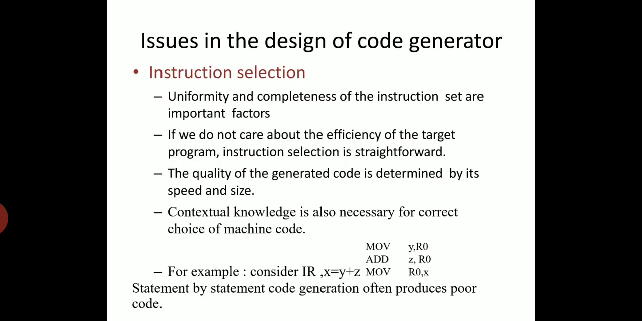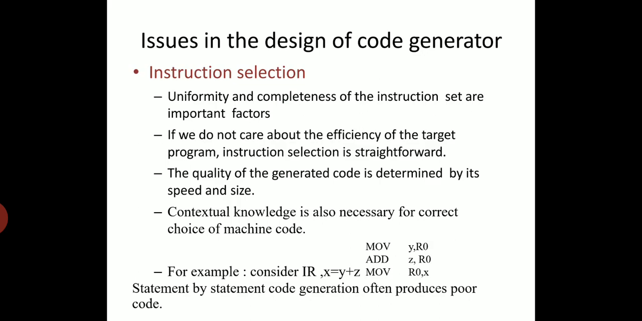Another issue is the instruction selection. The instruction set of the machine is very important. Uniformity and completeness of the instruction set of a machine are important factors in generation of good code. If the efficiency of the target program is not taken care of, the instruction selection will be easier. But we know that we always expect the target program to be efficient.